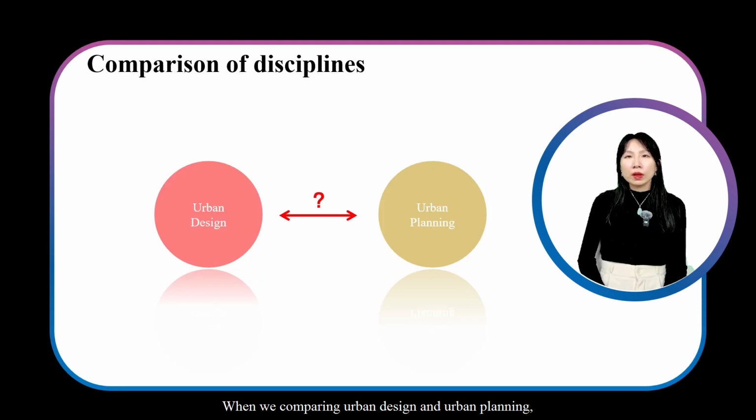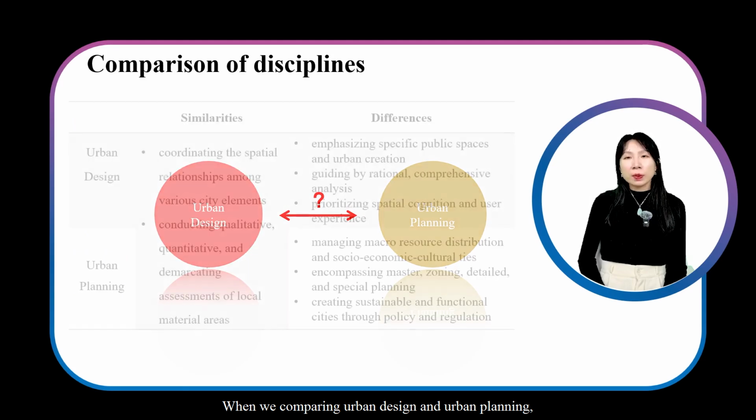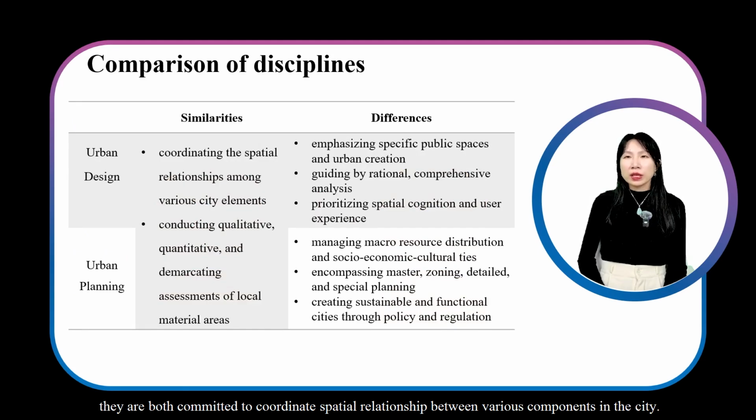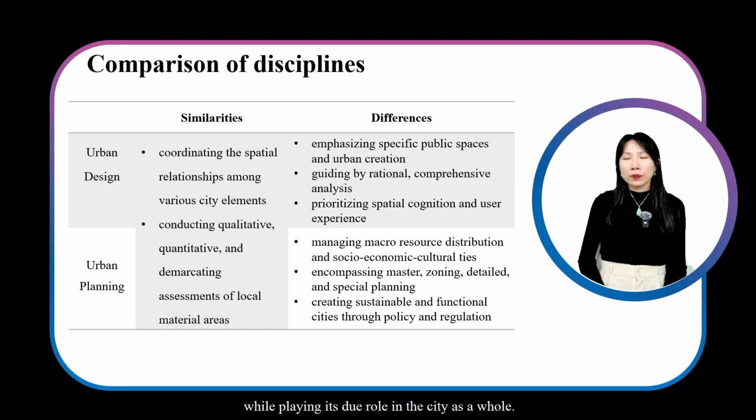When we're comparing urban design and urban planning, they are both committed to coordinating the spatial relationship between various components in the city. This means that they are all concerned with how to properly design the various parts of the city, such as buildings, roads, parks, and other facilities. All of them should coexist harmoniously and form an organic whole. Furthermore, they all rely on in-depth analysis and the planning of specific areas of the city, ensuring that each area has its unique function and positioning, while playing its due role in the city as a whole.